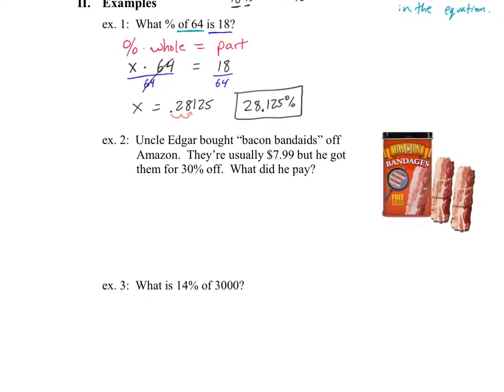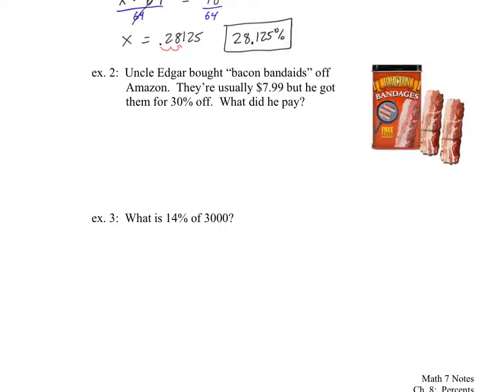I actually bought these Band-Aids for my wife. I think they're awesome. She probably doesn't think it was the best gift ever, but Uncle Edgar bought bacon Band-Aids off Amazon. They're usually $7.99, but he got them for 30% off. What did he pay?